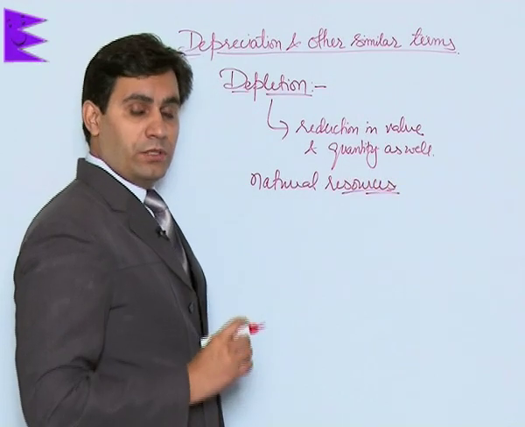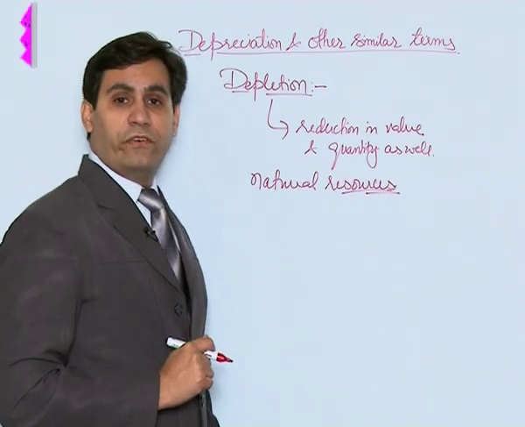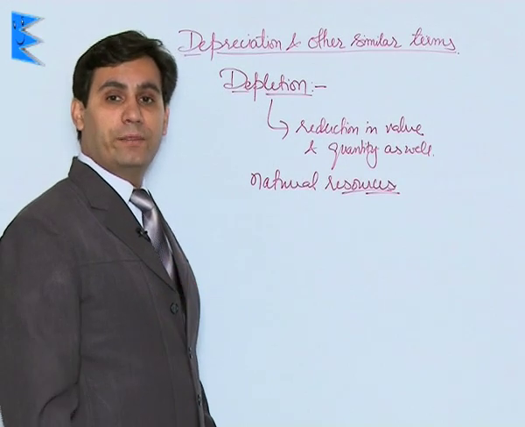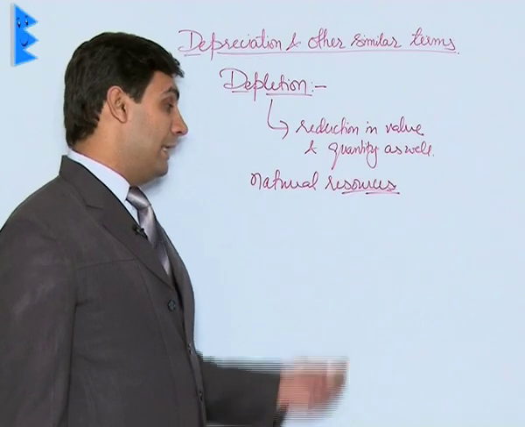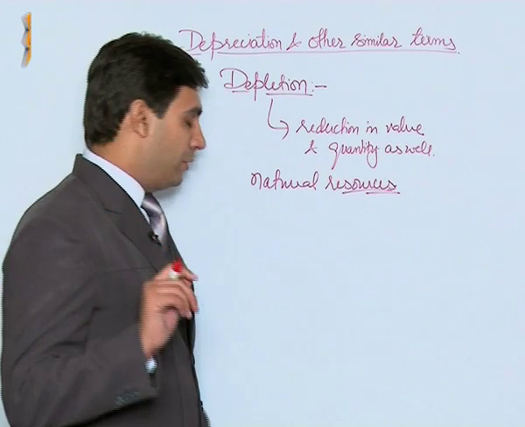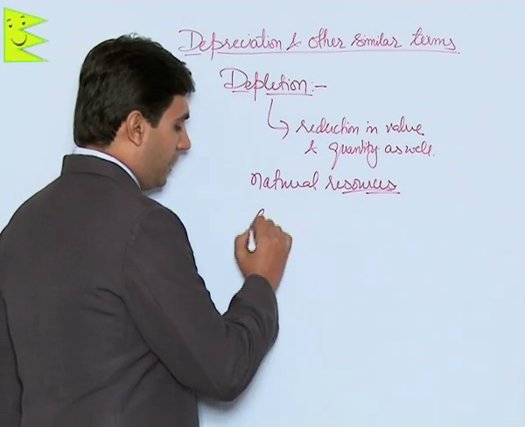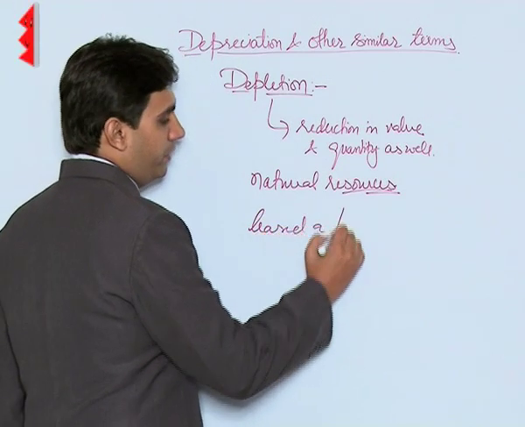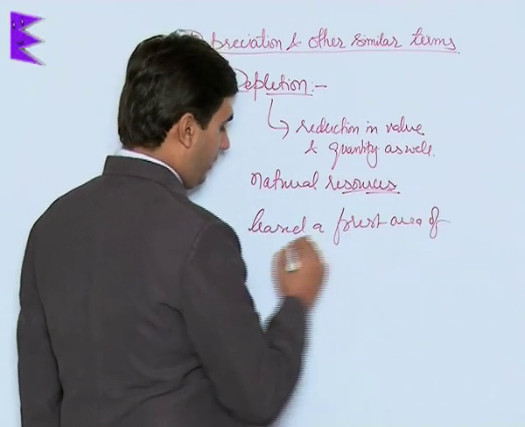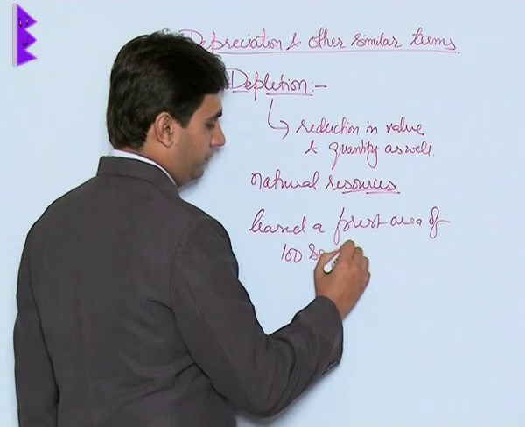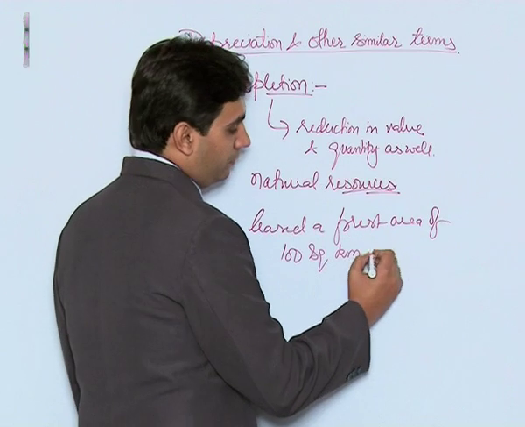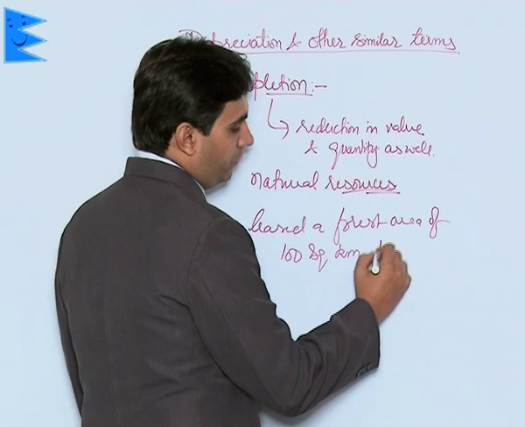Now depreciation means reduction in the value of assets. It means reduction in the value only. The physical quantity remains the same. But unlike depreciation, in case of natural resources, let us take an example to understand this thing. You leased a forest area of 100 square kilometers, and estimatedly there are, let's say, 1 lakh trees.